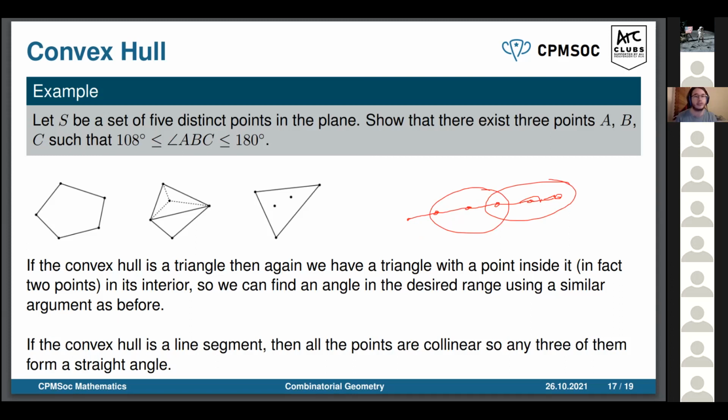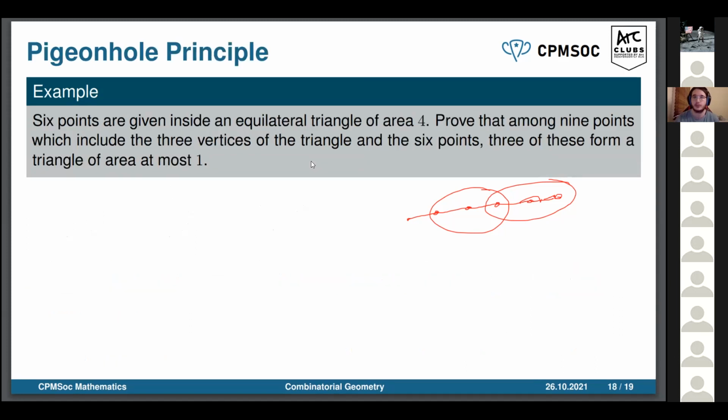So the points involved in a convex hull, we know information about the angles, and by breaking it up into smaller shapes, we can deal with those shapes separately to bound whatever angles we need in the whole problem. Any questions about convex hulls or anything like this before we move on to the next one? Doesn't look like it. Cool.